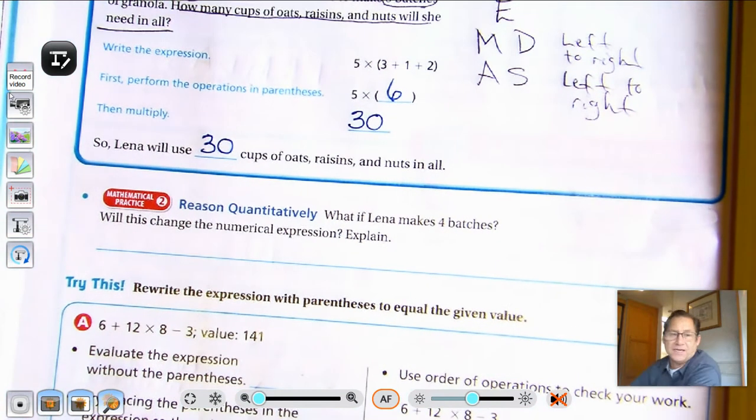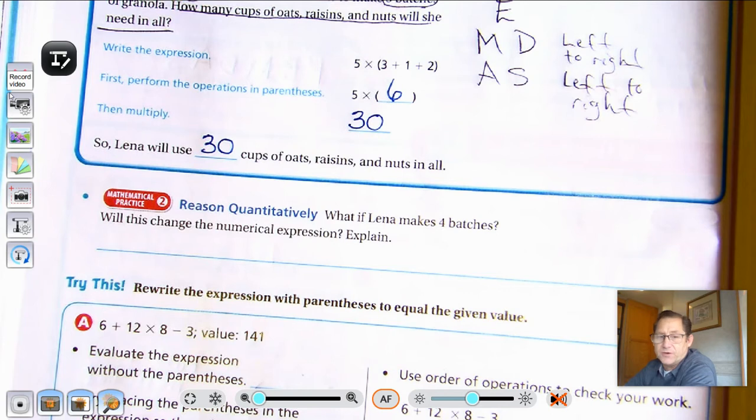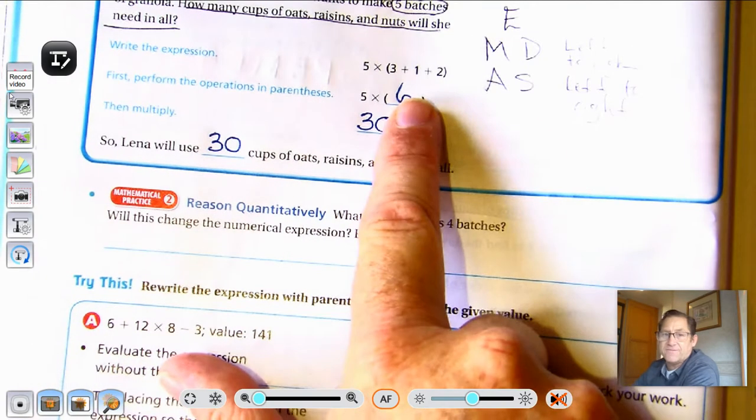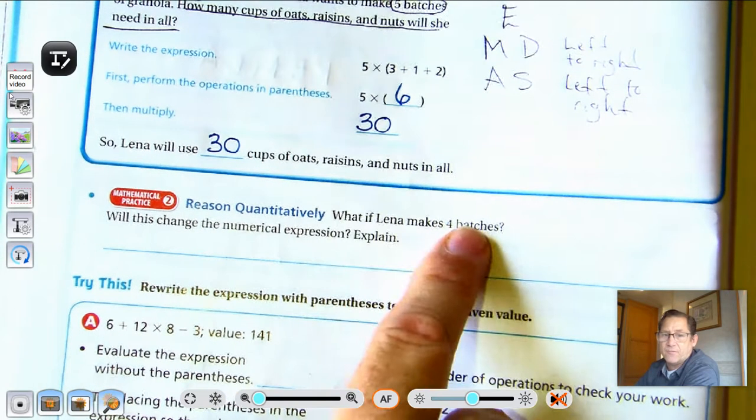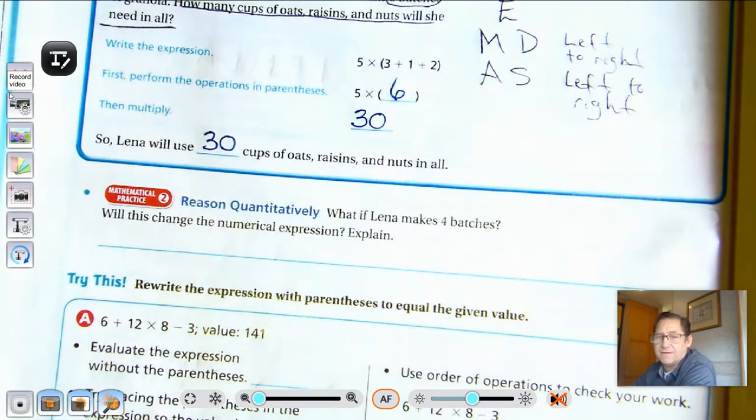What if Lena makes 4 batches? Will this change the numerical expression? Yeah, of course it will. The previous one was based on 5 batches. So if she makes only 4 batches, we would have to change the 5 to a 4.